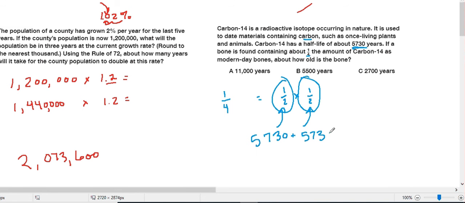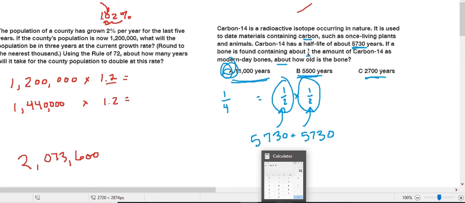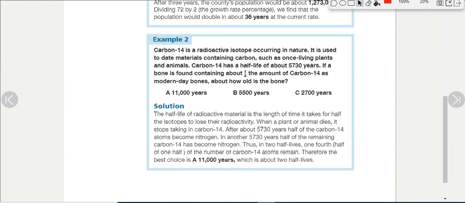That's going to come out to about how old? 11,000. If you're a little bit unsure, they're all pretty far apart answers, right? This is one where it actually hasn't even reached a full half-life yet. This is just 1 half-life. This is 2 half-lives. So we figured, well, if it loses half every 5,000 some years, then it'll take 2 of those lives to reach a fourth, because it's a half and then times a half.